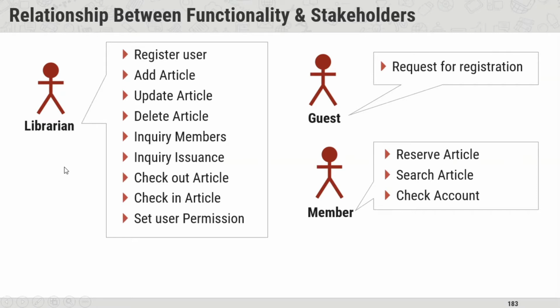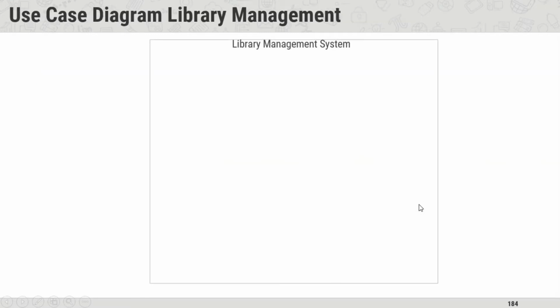So we'll go for drawing your use case. First of all, we'll find out what are the stakeholders and what are the functionalities. We will separate them out. So there are three stakeholders: librarian, guest, and member. Librarian will have the access to register, add, update, delete articles, check in articles, check out articles. It will have access to inquiry members, inquiry assurance, and set user permission. Now guest can request for the registration, and the members of the library can reserve the article, search article, and check account.